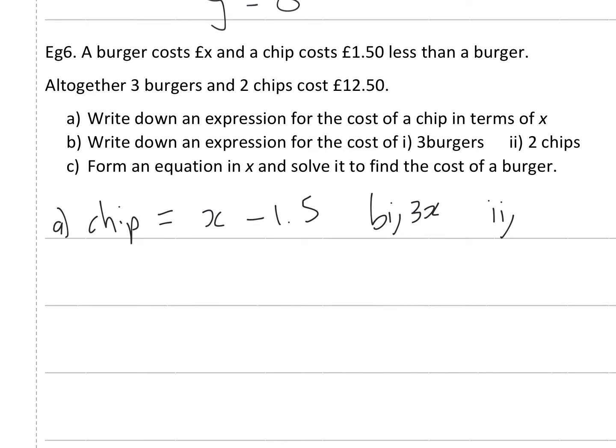What's the cost of 2 chips? Well, 1 chip is X minus 1.5. So 2 chips would be double that. And I put it in brackets to make sure I've doubled everything there, not just doubled the X.